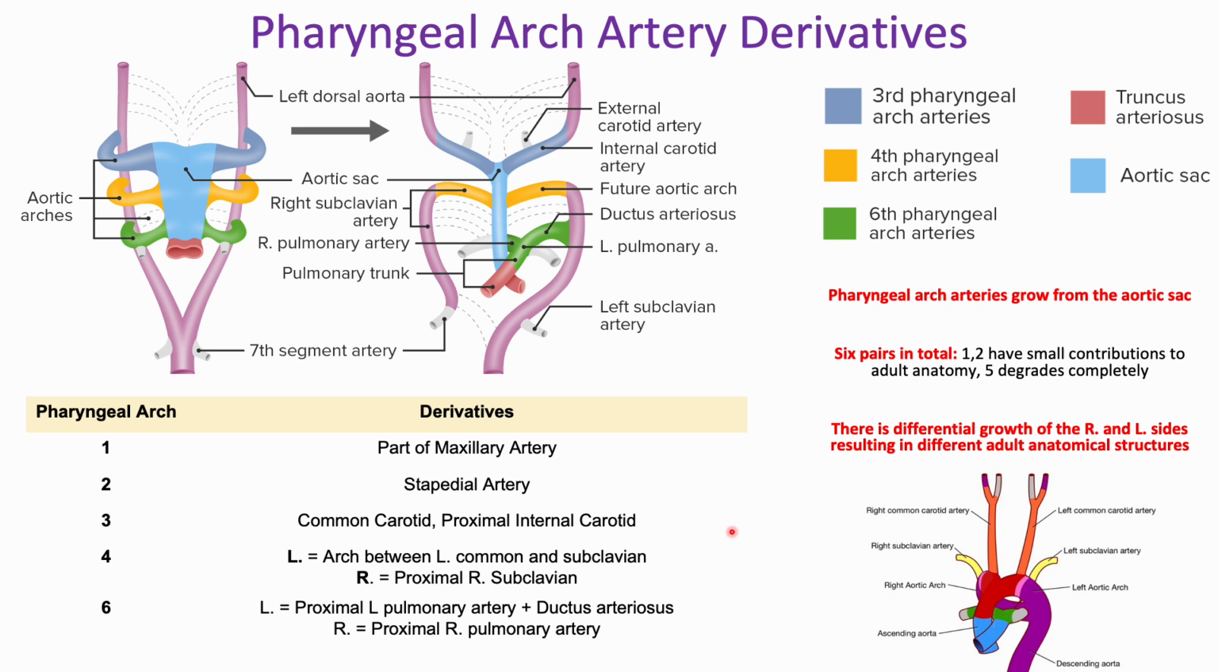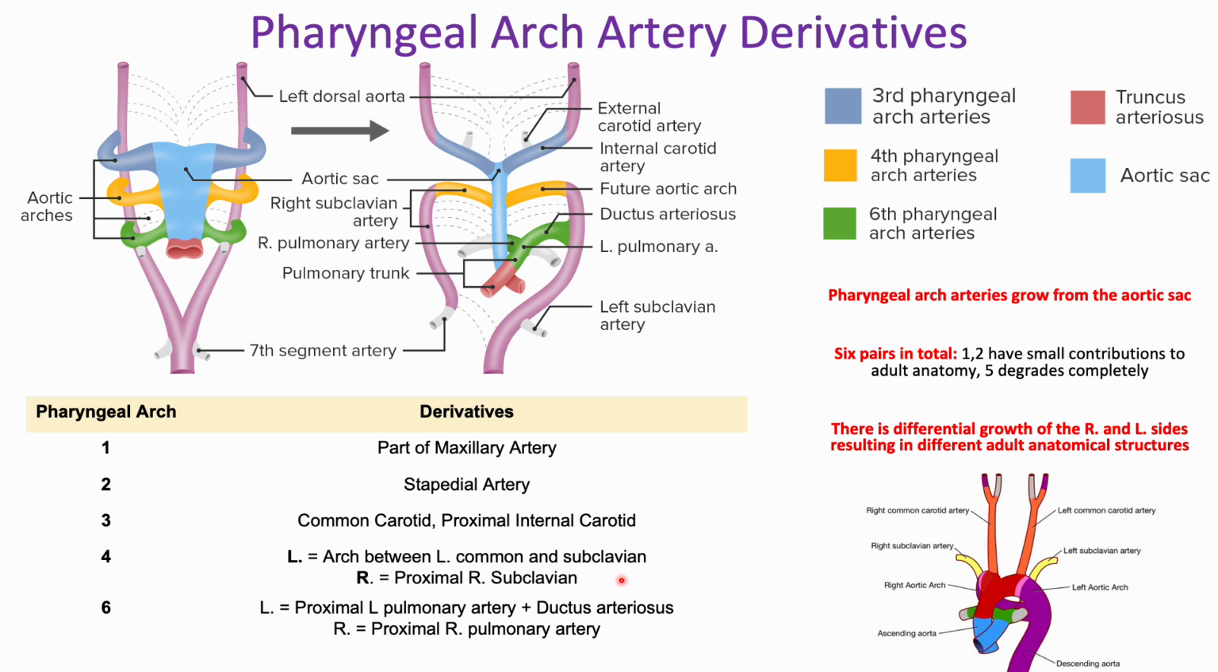Okay, so going through this one more time really quickly, the big pharyngeal arches that you need to keep up with contributing to adult vasculature are pharyngeal arches 3, 4, and 6. 3 is contributing to the common carotid bilaterally and the proximal internal carotid arteries. We can see that in orange here.